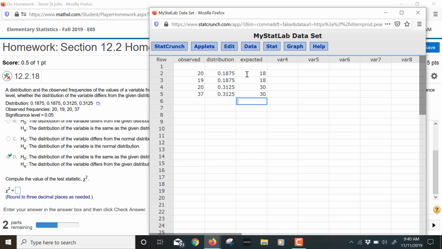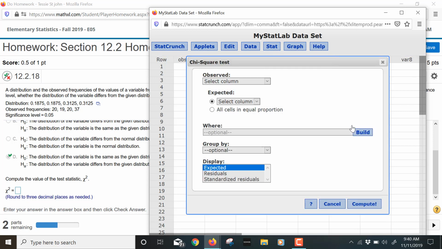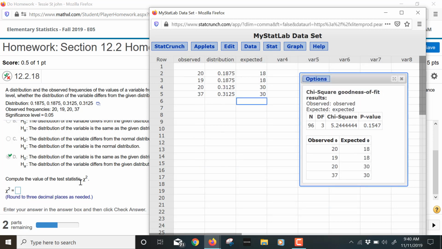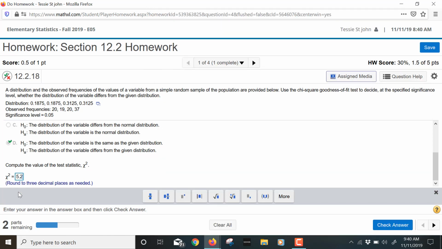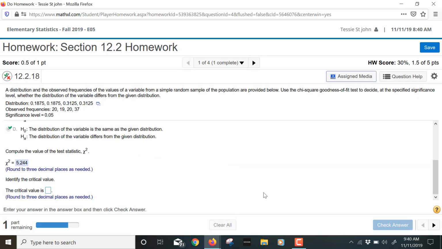So again, I just calculate how many observations I had in all, and I multiply by each of these values to get what I'm expecting. I go to stat, goodness of fit, chi-squared test. My observed is my observed, and my expected is my expected. Click compute, and I'm told a chi-squared of 5.244. Excellent. My next step is to find the critical value.